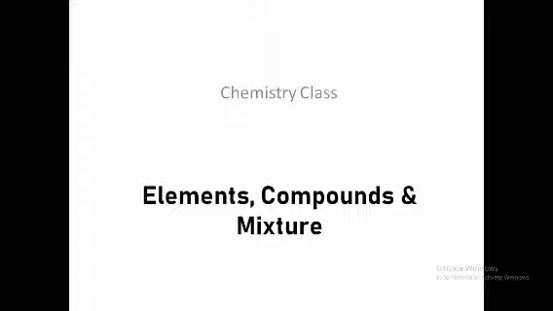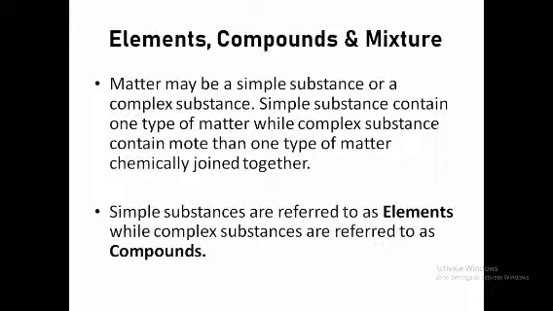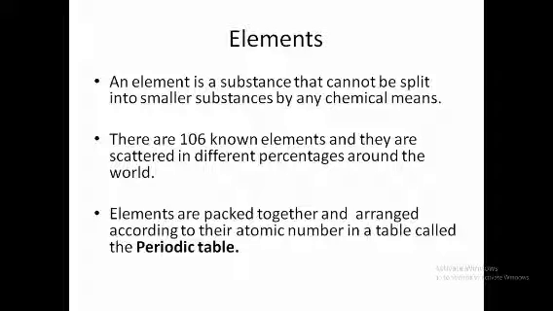Matter may be a simple substance or a complex substance. Simple substances contain one type of matter, whereas complex substances contain more than one type of matter chemically joined together. Simple substances are referred to as elements, whereas complex substances are referred to as compounds. So let's look at elements.